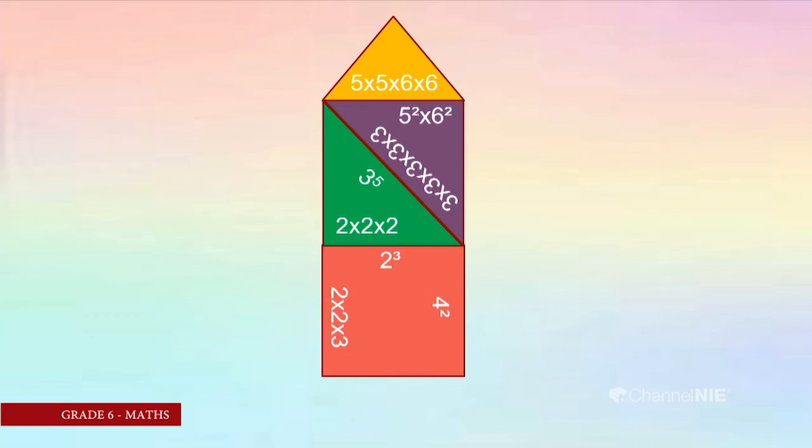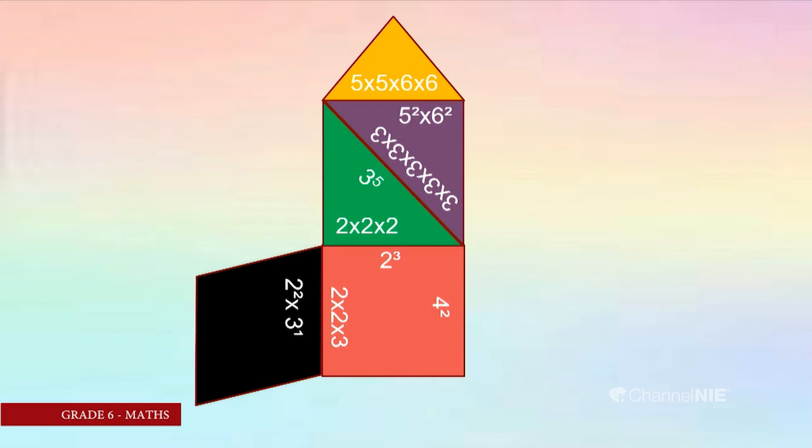Then we have to connect other two plane figures for these two sides. So, those should be equal to these two values. Then when we consider this parallelogram, that consists of 2 square and 3 to the power 1. That's why we can connect those two sides to each other.